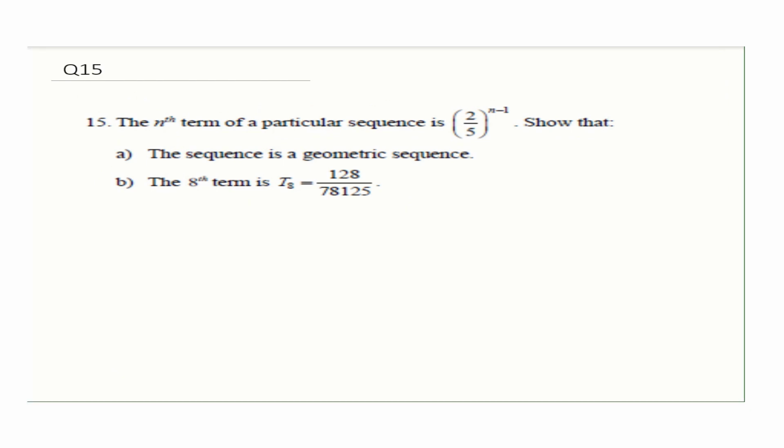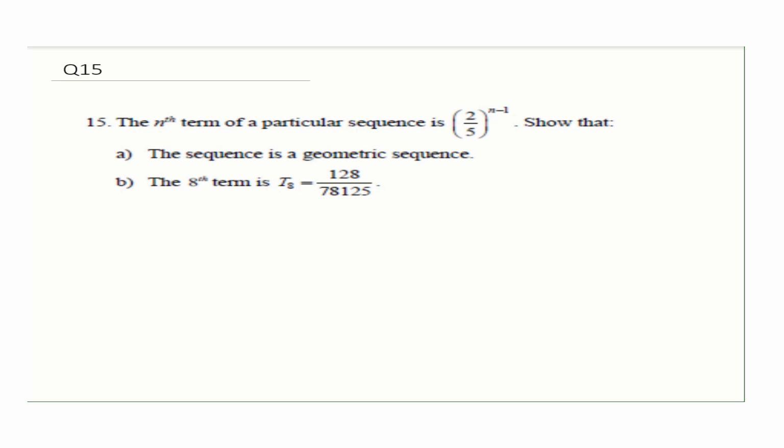Finally we continue with question 15. Question 15 asks, given the information, the nth term of a particular sequence is 2 over 5 to the power n minus 1. Show that the sequence is a geometric sequence. Okay, so before this Medan showed how to show that a sequence is an arithmetic sequence, by showing the common difference is a constant. So for a geometric sequence, we show the common ratio is a constant.